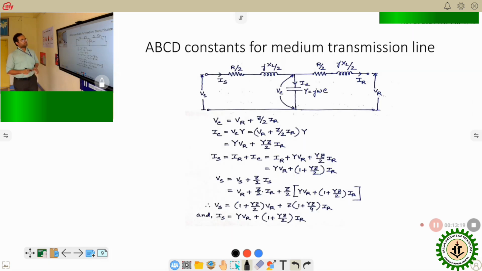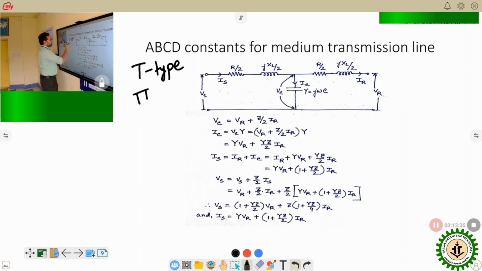Now we come to the medium transmission line. The medium transmission line can be represented in two types. One is the T-type representation and the other is the pi-type representation.